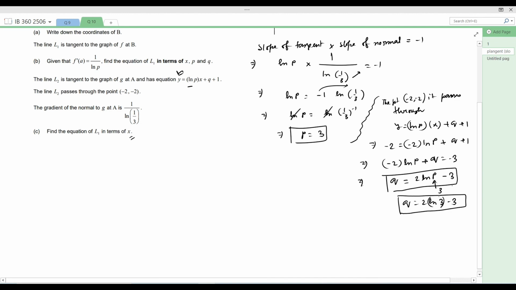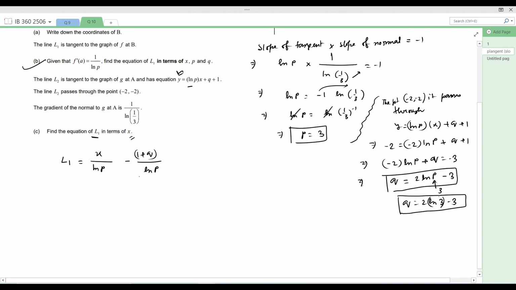Now we have what we need for the equation of L1. Previously we calculated the equation in terms of x and p. I am directly writing the normal formula so you have a better understanding: L1 equals x by ln p minus (1 plus q) divided by ln p. So this was the formula.